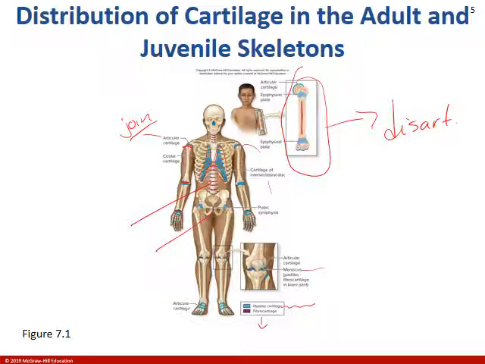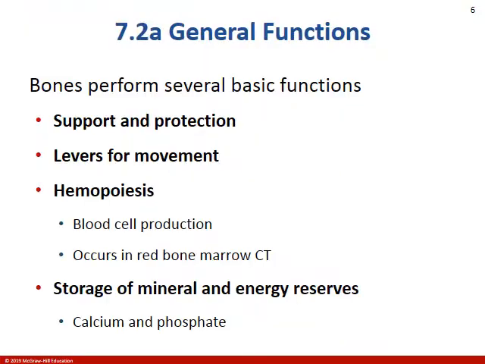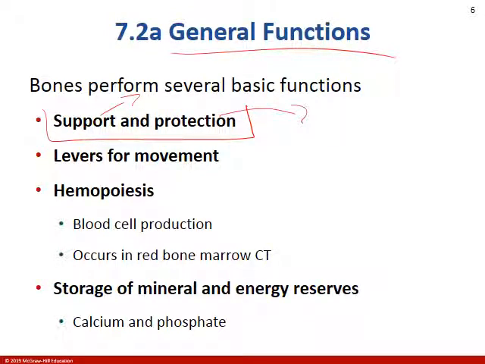So I'd make sure that I understand the different types of cartilage and then what or where you would find those cartilages in the body. Here we have a list of the general functions of bones. Most of us get support and protection, right? They give us our framework. They support our body. The protection part, think of all of the organs that are encased in bone. So we have the brain, we have the spinal cord, we have the heart and the lungs. So we should get the protection part.